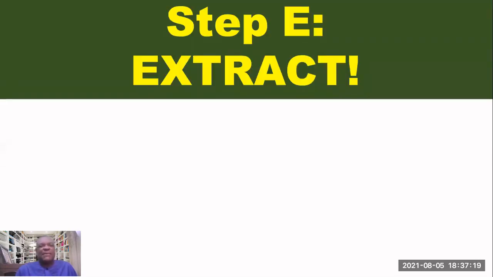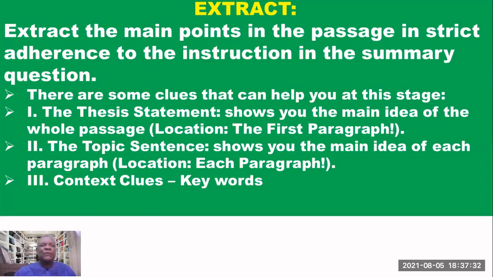And this is where step E begins. Step E is to extract. This is the point at which you begin to extract the ideas. All right. So what you do is to extract the main points in the passage in strict adherence to the instruction in the summary question. All right. And there are some clues that can help you at this stage.